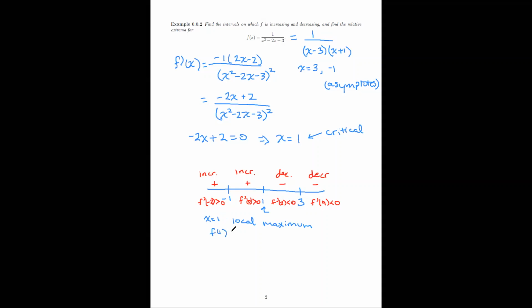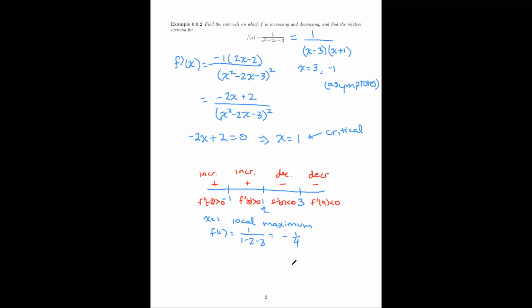So f of 1 is, let's see what that is. If we plug it in, we get 1 over 1 minus 2 minus 3, which is going to give us negative 1/4. So negative 1/4 is our local maximum.